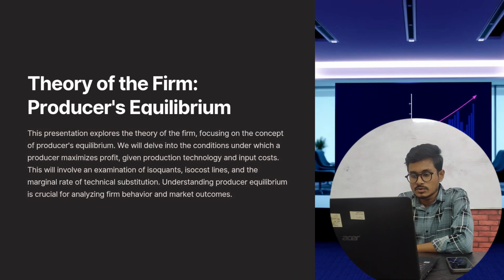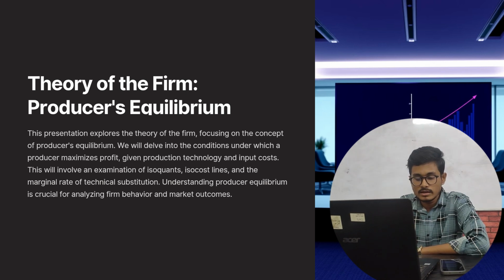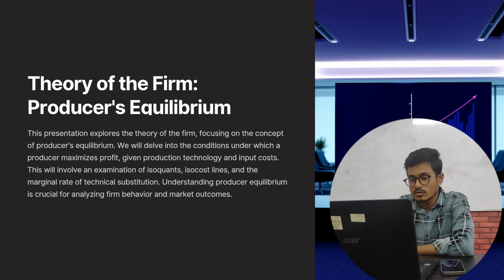Today's presentation explores the theory of firm, focusing on the concept of producer's equilibrium. Actually, this presentation will mainly explore the 2 points of producer's equilibrium, and that is the iso-quants and iso-cost line. Sometimes there is a question: why do we need to understand producer's equilibrium? The answer is that understanding producer's equilibrium is crucial for analyzing firm behavior and market outcomes.